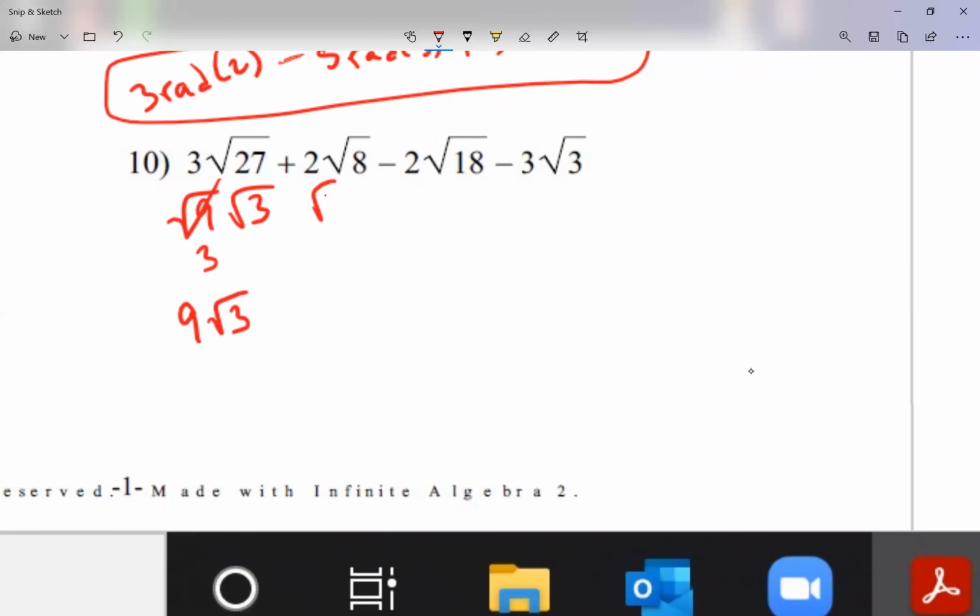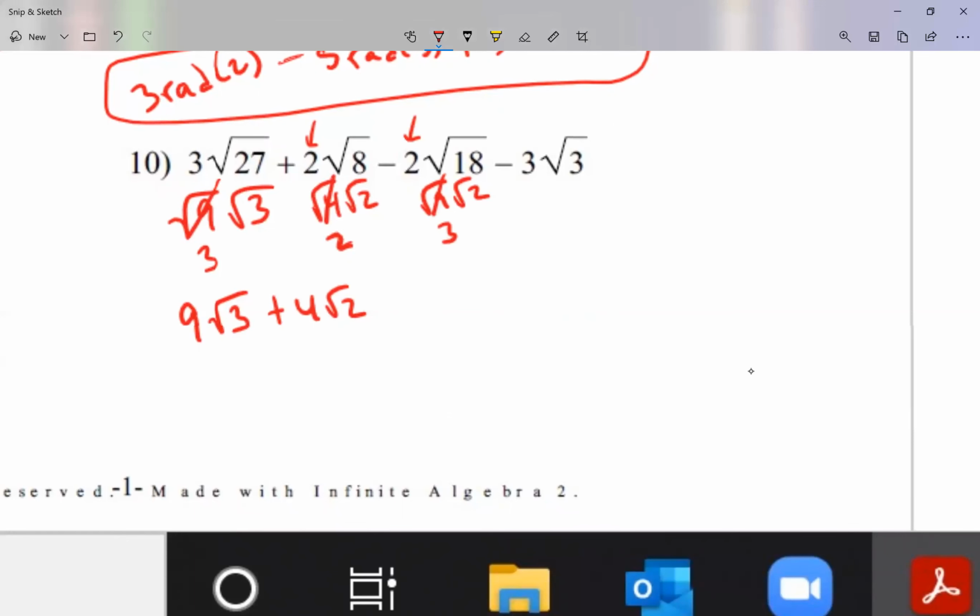Square root of 8, break that as 4 times 2. All right, 4 times 2 is 8, but the square root of 4 is 2. This 2 multiplied with this other 2 will give me plus 4 radical 2. Radical 18, I'm going to break that as 9 times 2. Right? The square root of 9 is 3. This 3 multiplied with this negative 2 will give me negative 6 radical 2. The last one, negative 3 radical 3, nothing I can do.